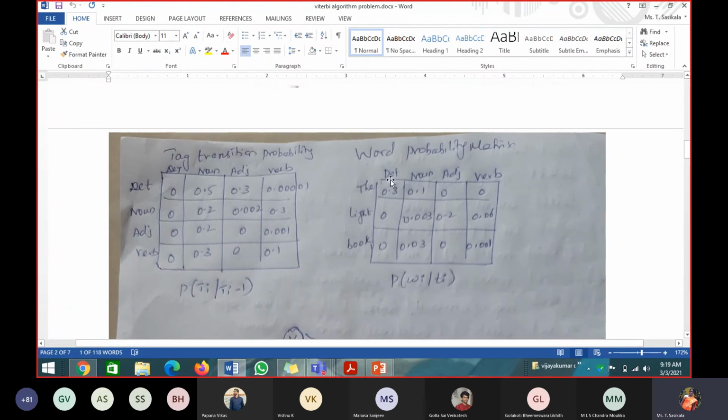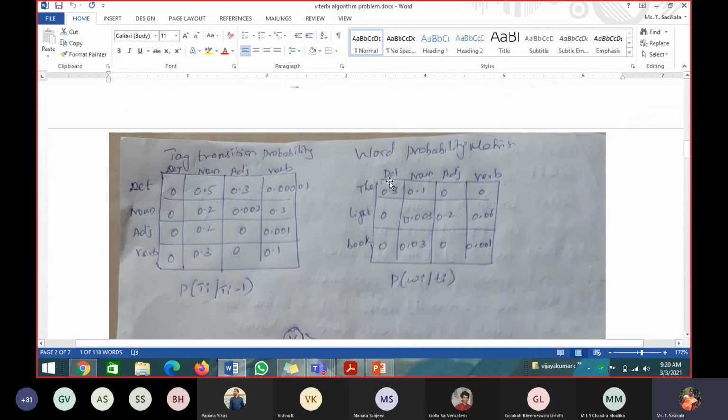And how many tags do I have in total in my given problem? What are the possible tags? Determiner, noun, adjective, verb. That becomes the columns in my table. So in Wi given Ti, Wi is the numerator, which is on the y-axis, and the denominator Ti is on the x-axis. Then put in the values.